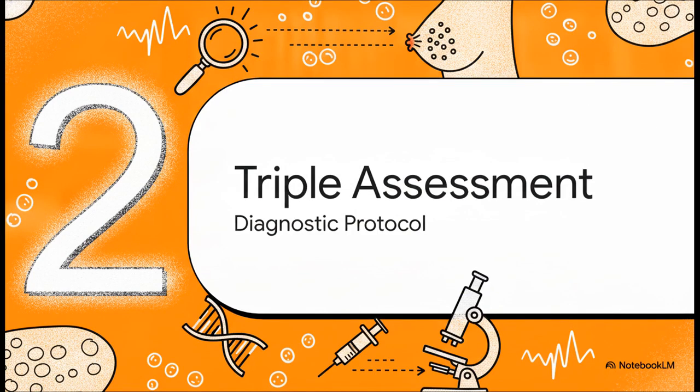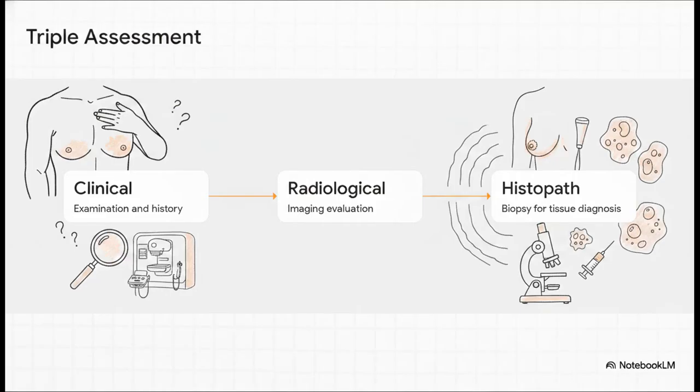Which brings us to Section 2, the triple assessment. Medicine absolutely hates to guess, right? That's exactly why we have this mandatory diagnostic protocol, universally known as the triple assessment. It provides 3 independent, overlapping safety nets to catch a malignancy. You always start with a clinical exam and history, then you confirm what you feel with radiological imaging, and finally, you definitively prove what it is under a microscope with a histopathology biopsy.